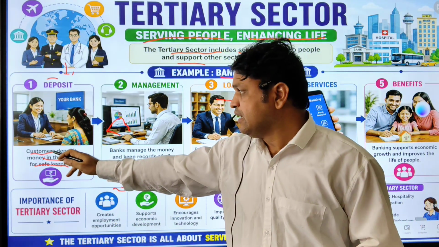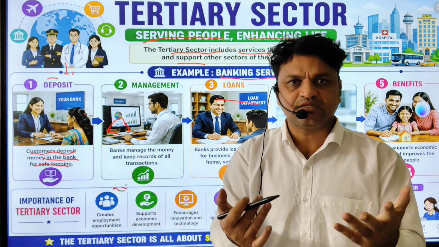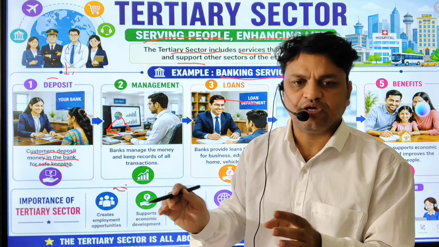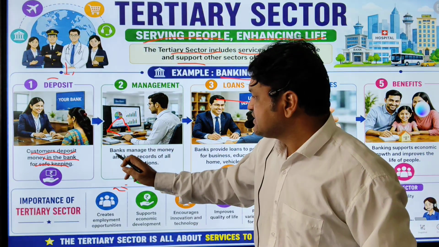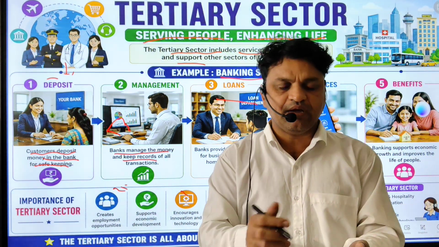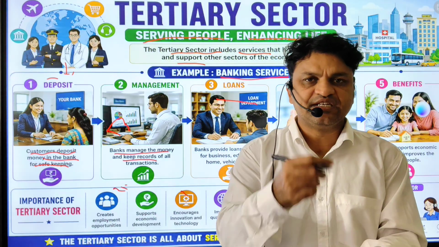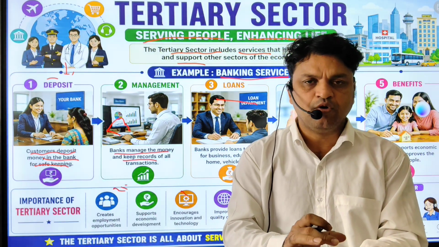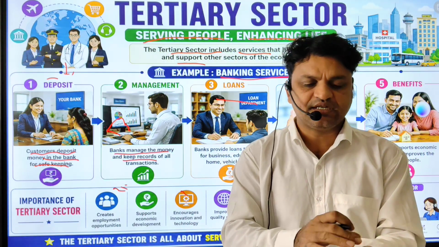So customers, you and me, will go to the bank to deposit the money. Let us say we have deposited 20,000 rupees. Then the bank manages the money and keeps a record. While taking the money, the bank writes a receipt with your name, your account number, and how much money you are saving in the bank. That is called a saving account.